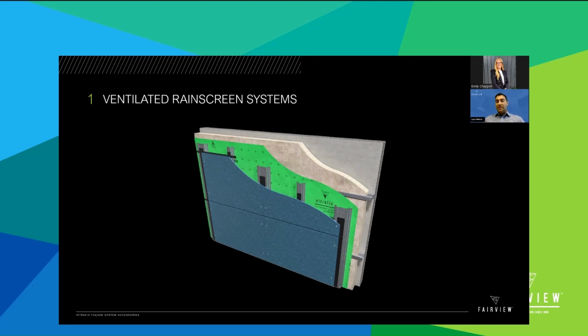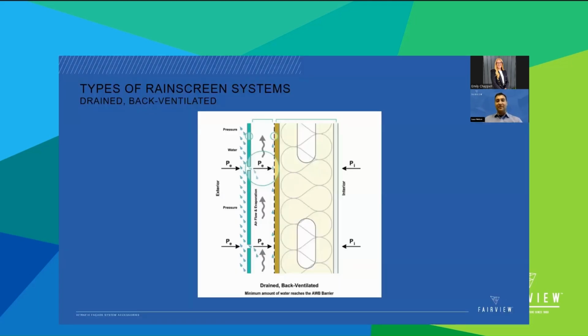There are 2 main types of rainscreen systems: drain and back ventilated, and pressure equalized, also known as compartmentalized. Among these types, the drain and back ventilated is probably the most common and is the simplest among them. It allows water and moisture to escape from the air cavity between the cladding and interior wall assembly. This cavity is open at the top and at the bottom, and it is the most commonly used within rainscreen systems.